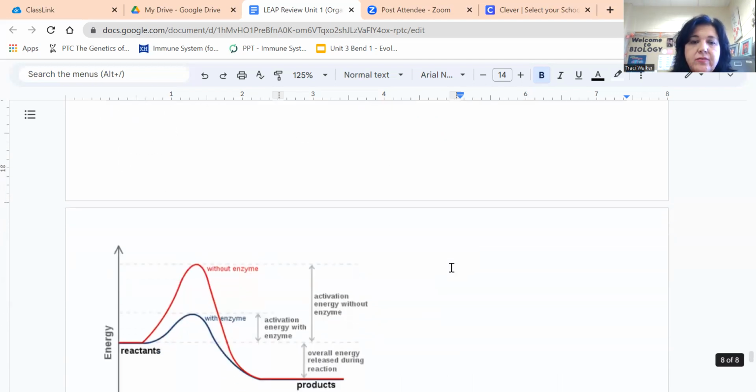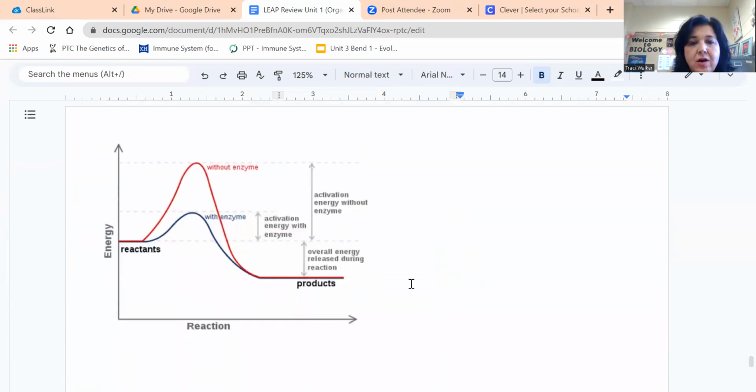Okay, so if you look at this graph, you'll see how an enzyme speeds up these chemical reactions. So in a chemical reaction, you always have reactants. That's what you start with. And then you have products, which is what you end with. So your reactants react, and then they produce the products.